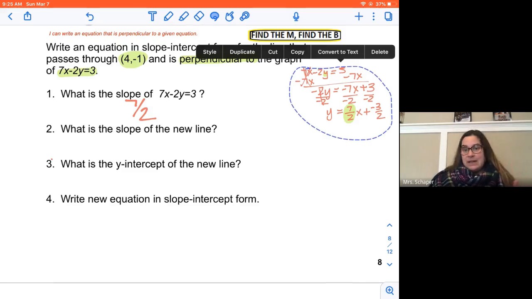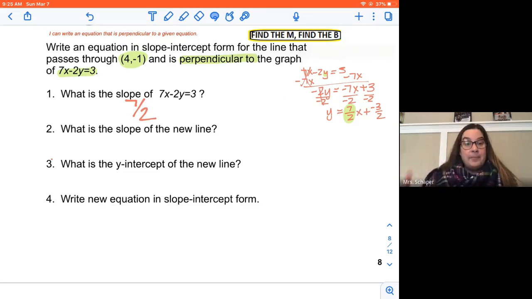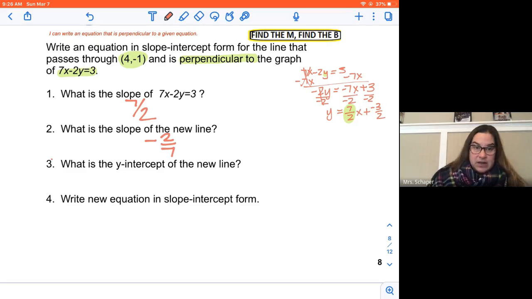They're perpendicular. That means that the slopes will be opposite. So instead of positive, it's going to be negative. And it's going to be the reciprocal, where I take that fraction and I flip it. So it becomes -2/7. All right, so that's the slope of the new line. Now I have enough information because I know the x value, I know the y value, and I know the slope. So from here, I can go ahead and solve for b.